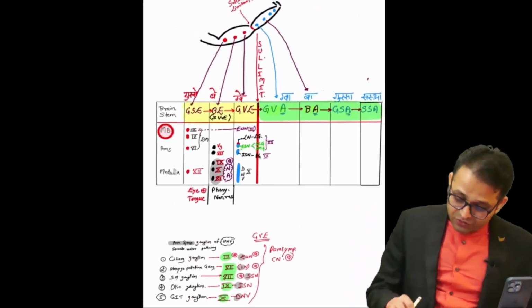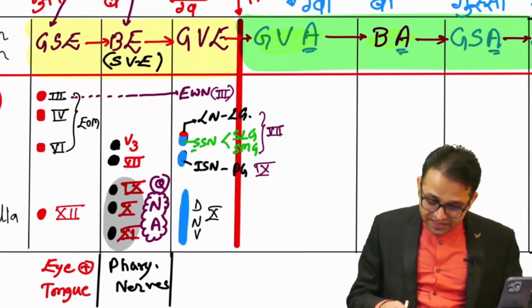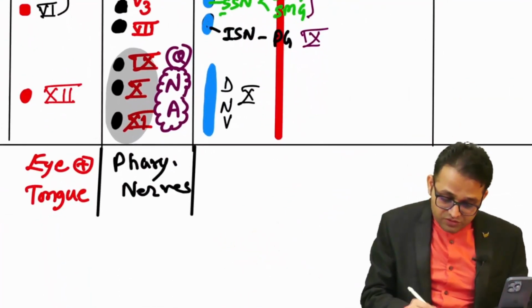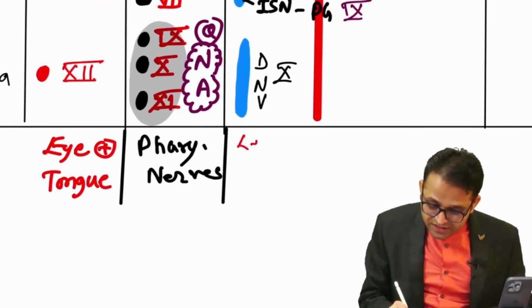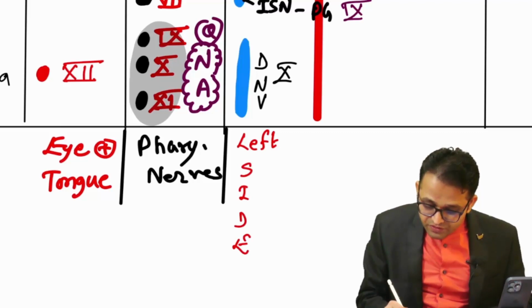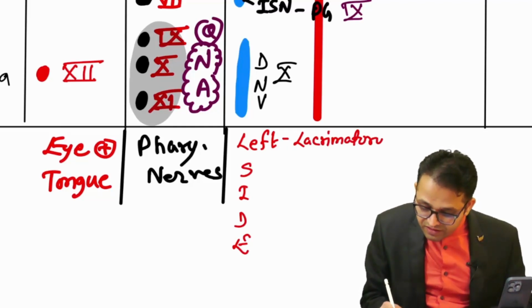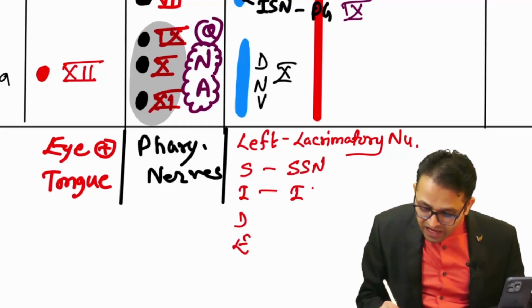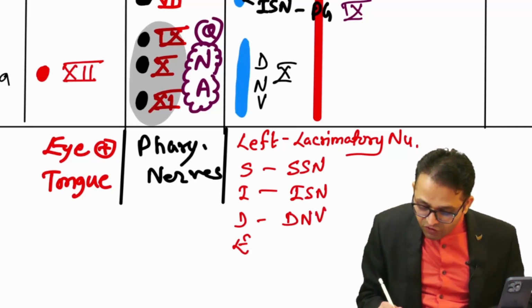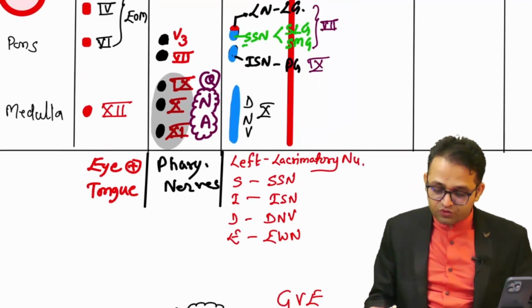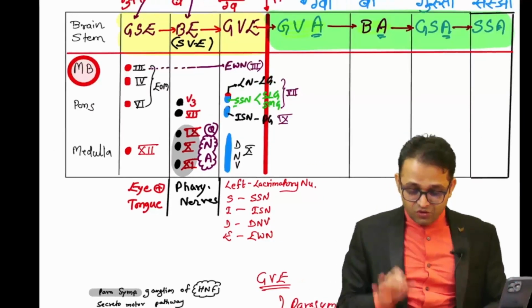In this category, I told you the concept, and now I am going to tell you the mnemonic. That is your left side. So what is the L? L for lacrimatory nucleus, S for superior salivatory nucleus, I for inferior salivatory nucleus, D for dorsal nucleus of the vagus, and E for Edinger-Westphal nucleus. Very important question. Fine.